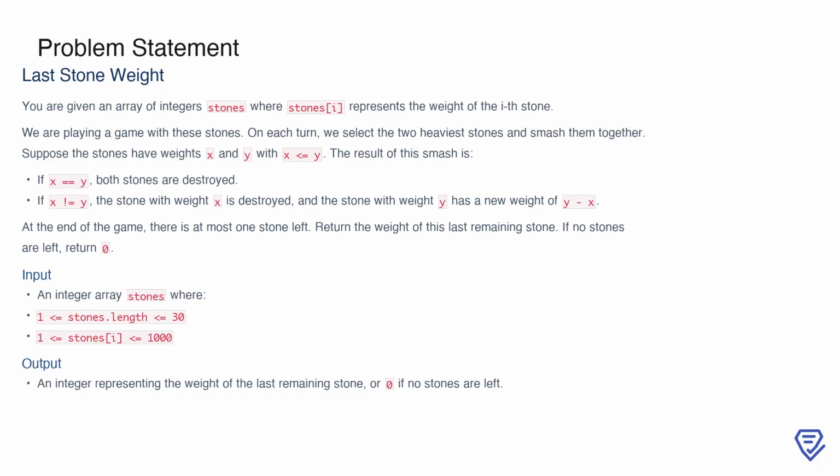The game continues until there is at most one stone left. Your goal is to return the weight of the last remaining stone. If no stones are left, the result should be 0. The constraints specify that the number of stones will be between 1 and 30, and the weight of each stone will be between 1 and 1000. The output is a single integer representing the weight of the last stone, or 0 if no stones remain.